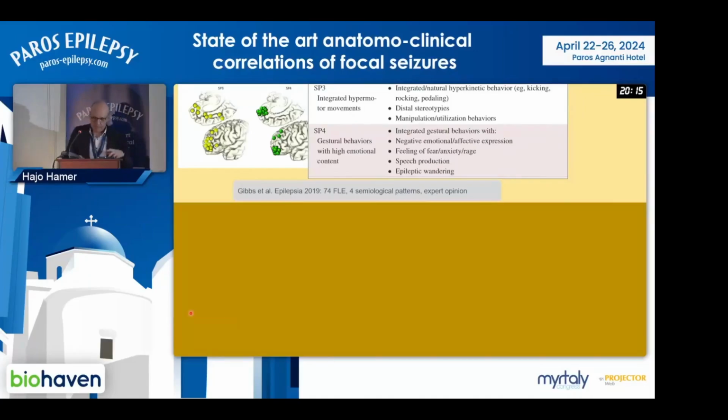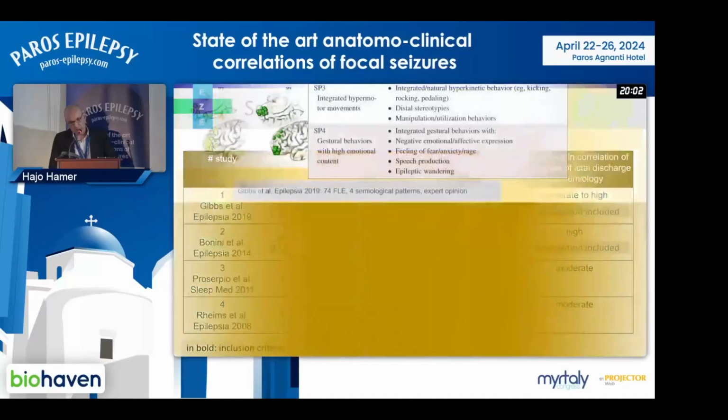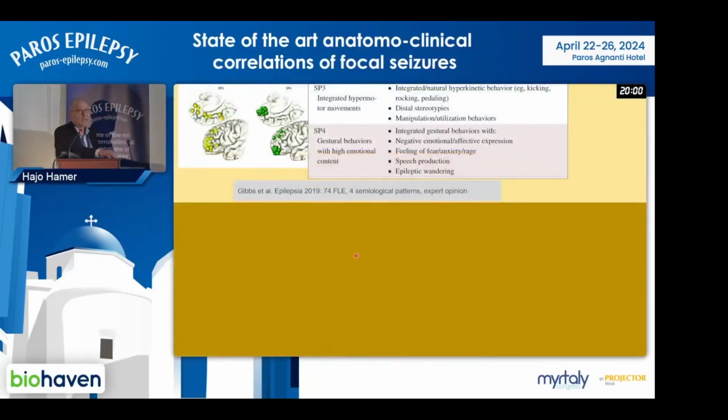But this is a combination. All of them had surgery, and maybe 2/3 had an invasive EEG. Sorry, wrong direction. So they defined 4 semiological patterns, and especially semiological pattern 4 clustered in the frontopolar region.